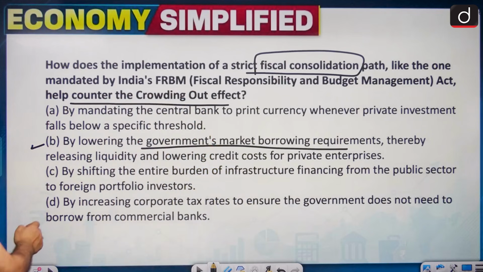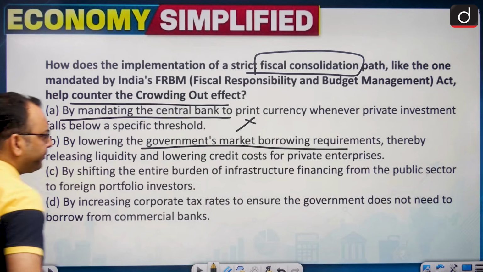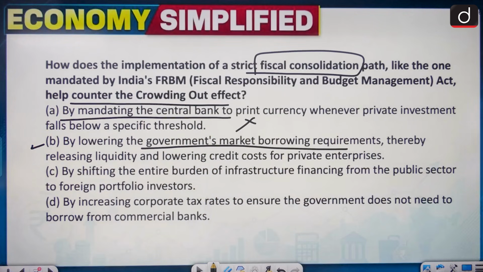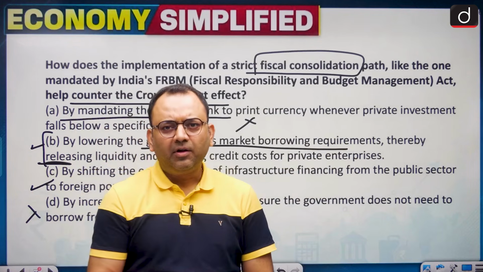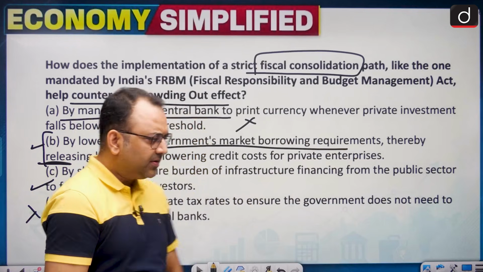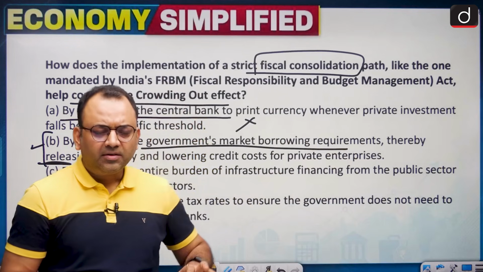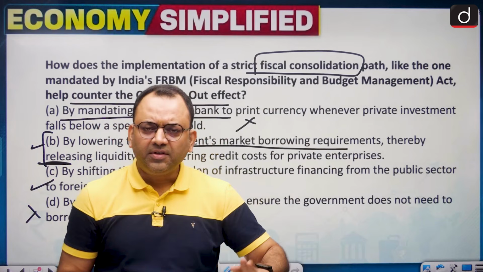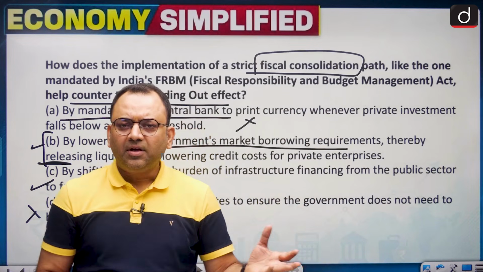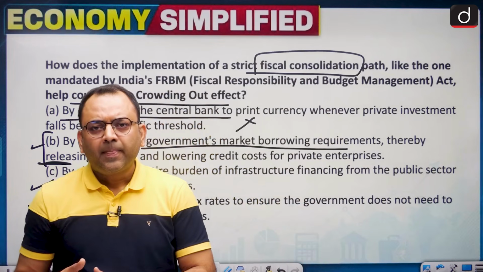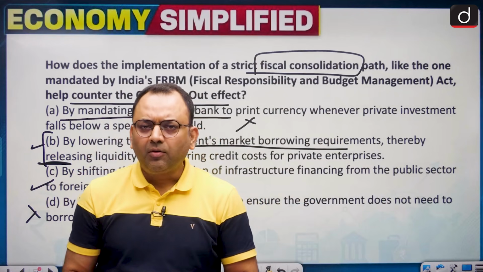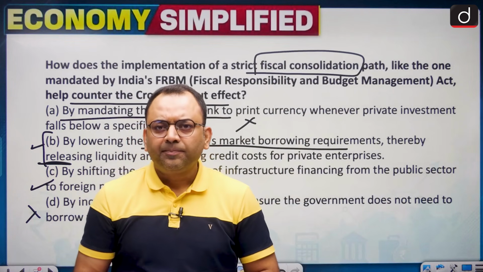It's not about the central bank printing currency. It's not about shifting the finance burden to any FPIs, or it's not about the corporate taxes. It's about the FRBM will limit the government's borrowings. As a result, they will also limit the crowding out. So friends, this is all about the crowding out. I hope we are clear. It's linked to the fiscal deficits. Fiscal deficit we have seen in another video. We have seen the concept of fiscal deficit, right? So fiscal deficit is high, crowding out is high, and that is why cut the deficits, cut the crowding out, let the private sector flourish with the adequate capital.